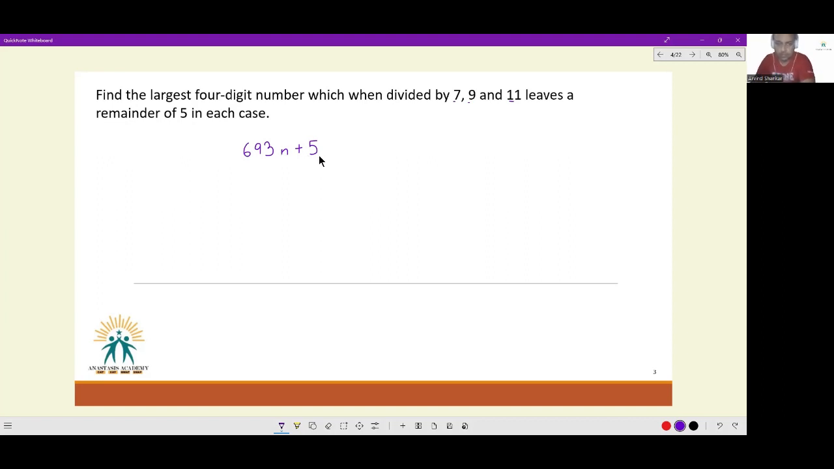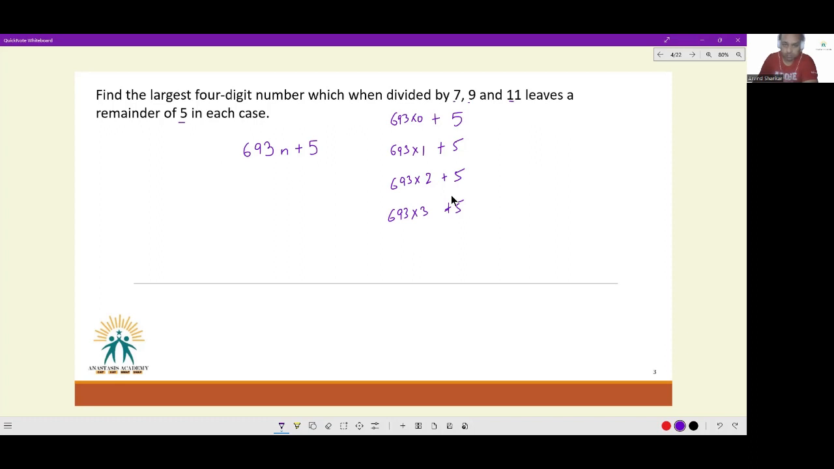Now, one way to do it is, the first such number is going to be 5, which is 693 into 0 plus 5. The next such number is 693 into 1 plus 5. Next number is 693 into 2 plus 5. Then next number is 693 into 3 plus 5. Every number in this series is fulfilling the criteria that upon division by 7, 9 and 11, we get a remainder of 5 in each case, and this is 5.